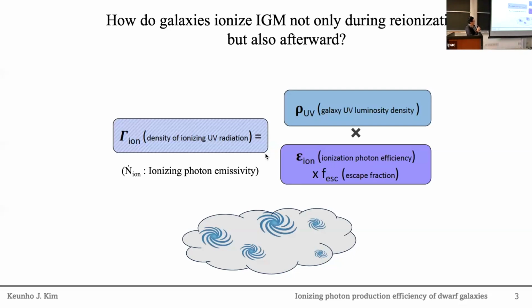To parameterize the reionization history, we need three parameters to get how many ionizing photons galaxies produce per unit volume. The first parameter is the galaxy's abundance, the UV luminosity function, and the second is how efficiently each individual galaxy produces ionizing radiation. And the third parameter is how many of the photons actually escape from individual galaxies. This talk focuses on the ionizing photon production efficiency of galaxies, also known as Xi ion.